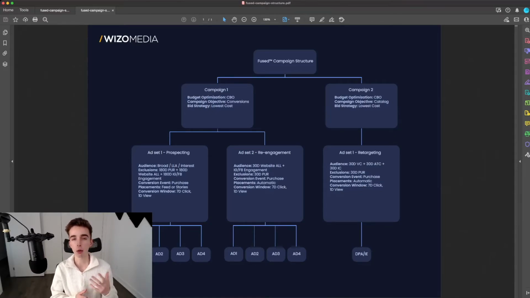Some people may say, why are you not using ABO? People, or Facebook, could actually try to spend more on cold versus re-engagement, or more on re-engagement versus cold. That's a valid question. In our case, we haven't seen that yet with most client accounts. The reason why we're using that, we've tested it with some client accounts. The split is usually pretty good with this type of campaign structure.